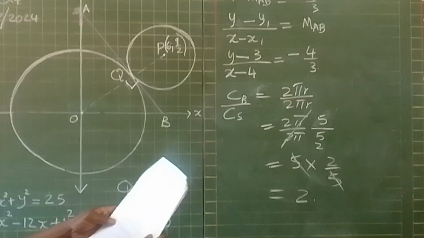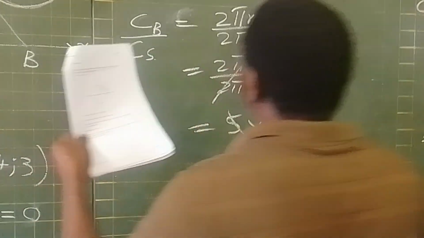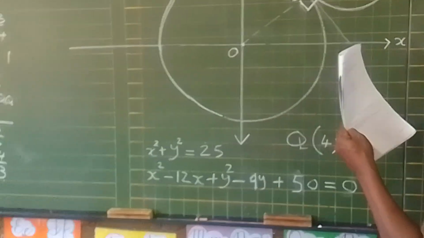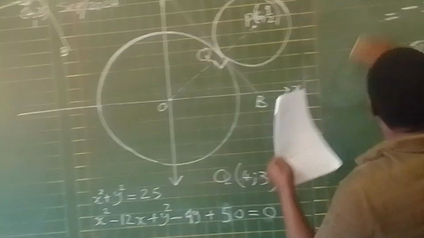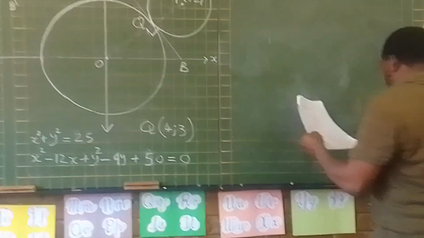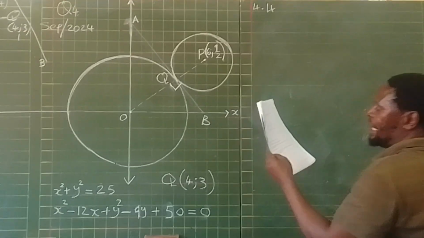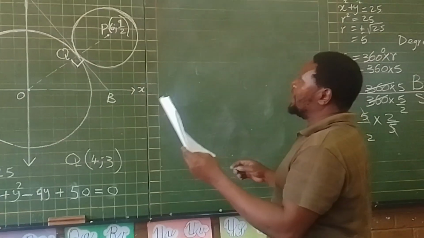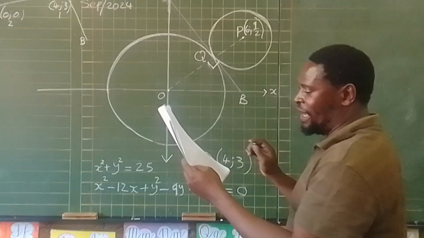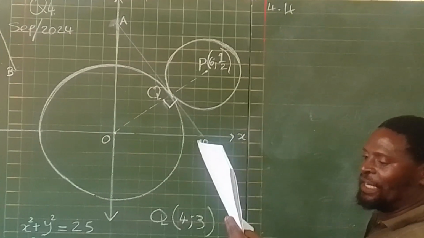Let's go for the last question. Find 4.4. Actually, this is not the last question. We have up to 4.5. 4.4 reads like this: find the area of triangle AOB. They want us to find the area. Then the last one says another tangent.